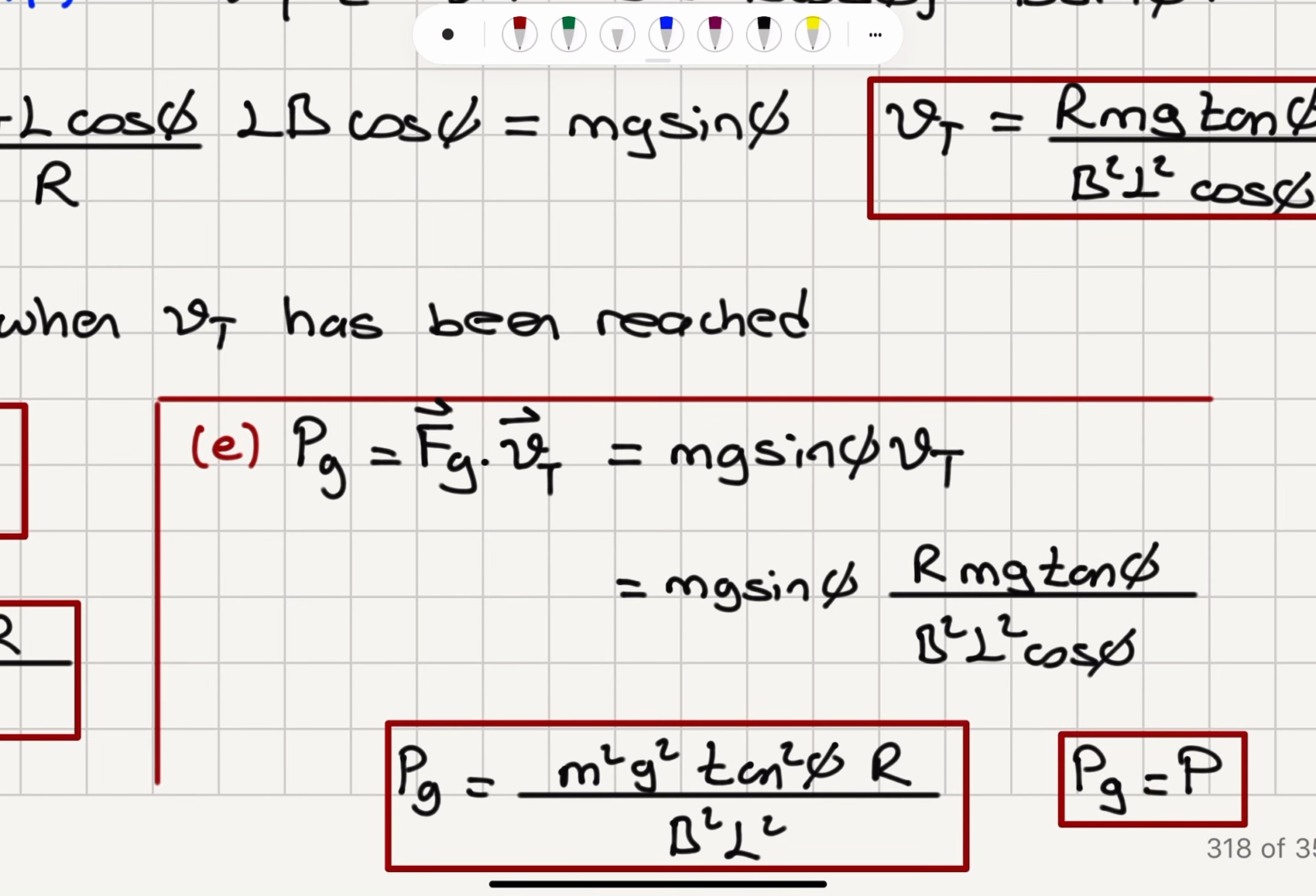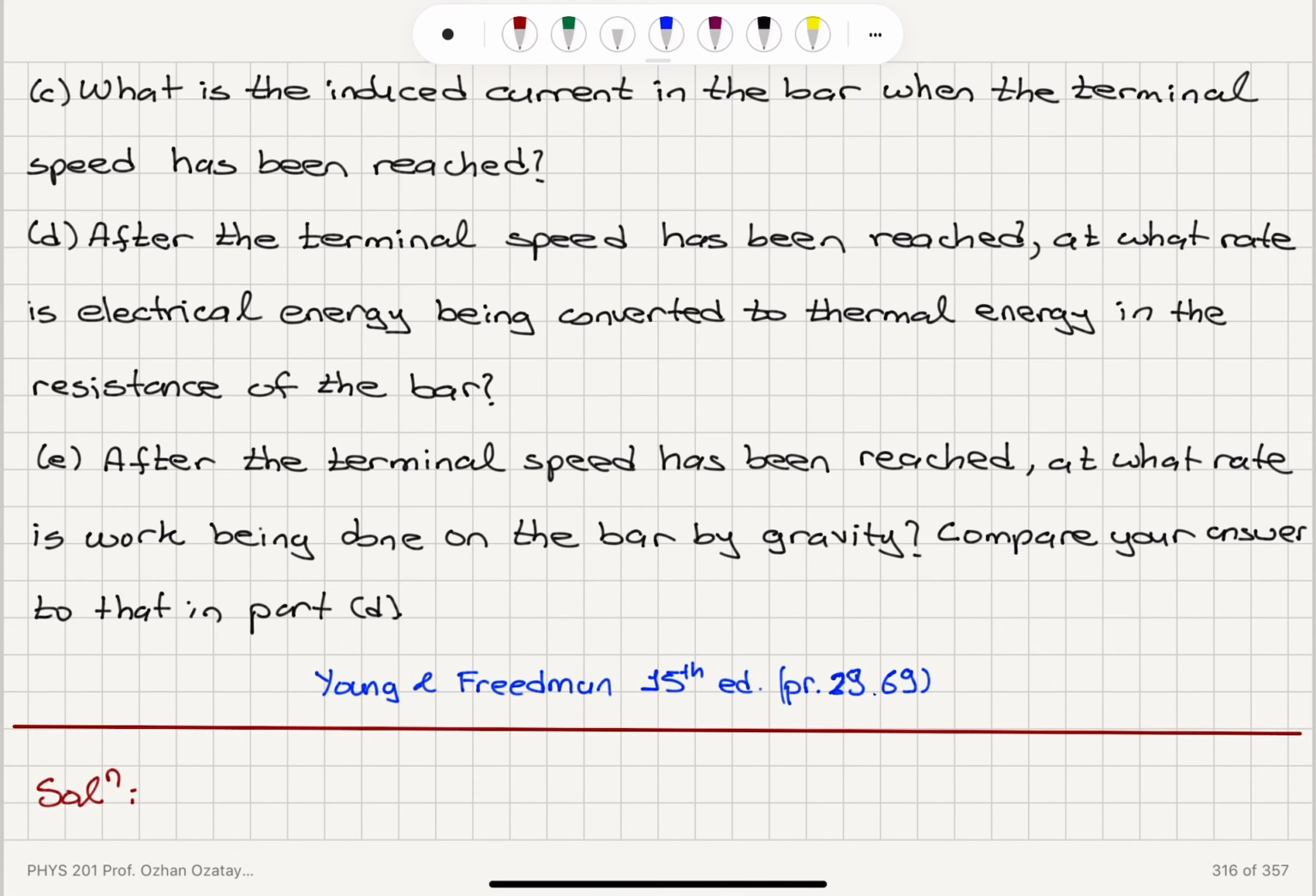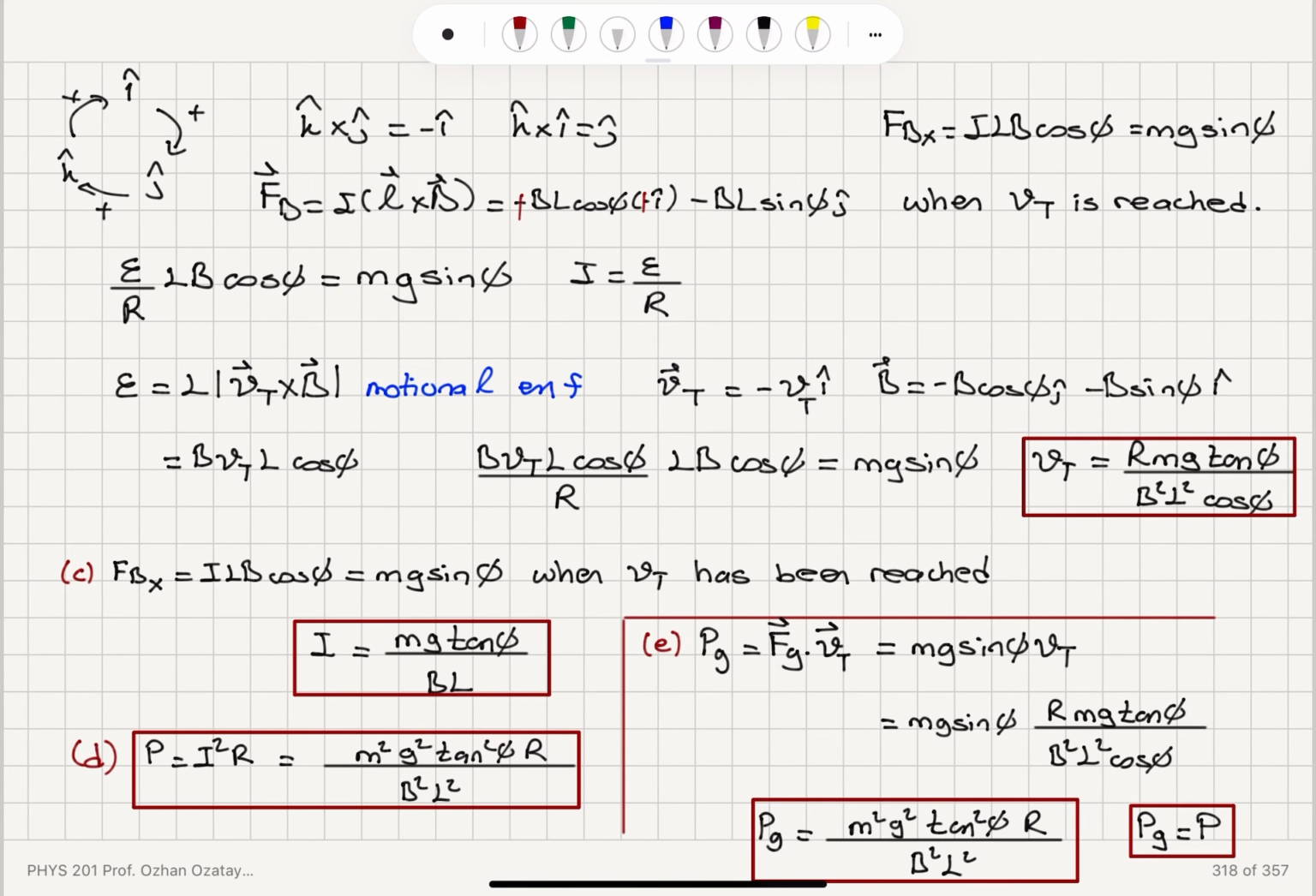So this is the rate of work being done on the bar by gravity, and which is equal to the rate of energy consumed by the resistance. So the electrical energy is being converted to thermal energy in the resistance, but there is also work being done on the bar by gravity. So basically these two powers are the same.